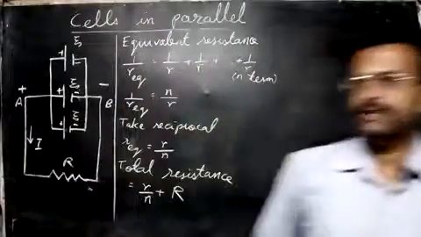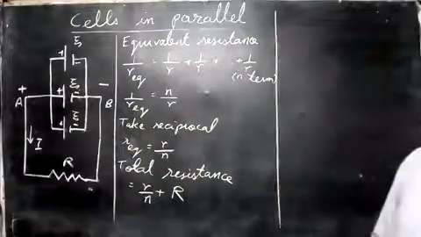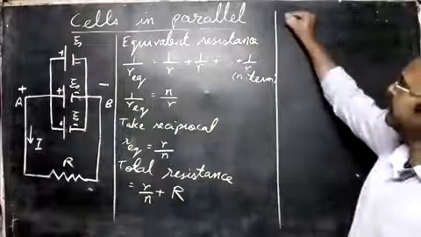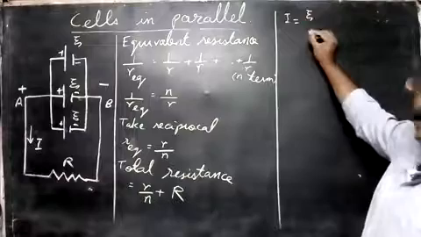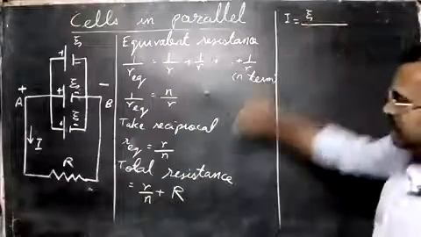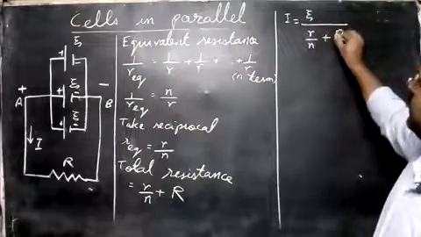Next we'll see what the current is. How to find the current? Use Ohm's law, I is equal to V by R. So I is equal to, instead of V we write the EMF psi, by the resistance. We have this term now: r by small n plus capital R.